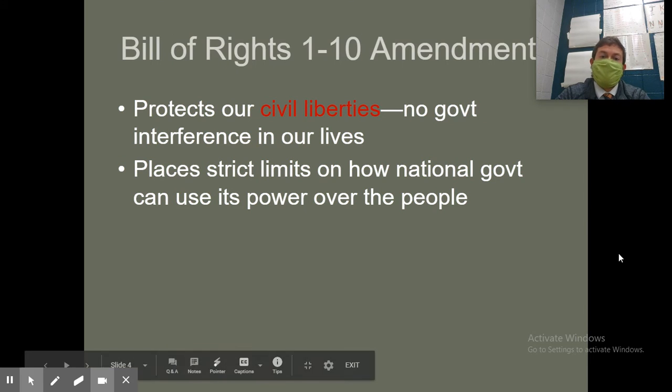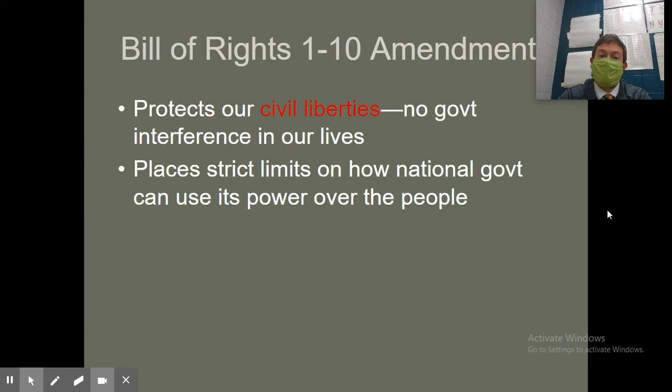Okay. So the Bill of Rights, these are the 1st through 10th Amendments. They protect our civil liberties. Basically, it allows for there to be little to no government interference in our lives. It places strict limits on how the national government can use its power over the people.